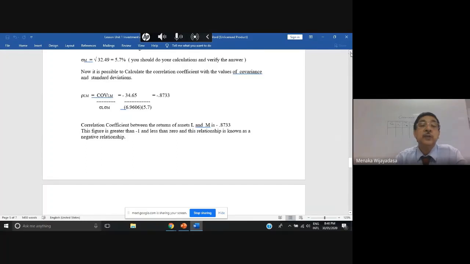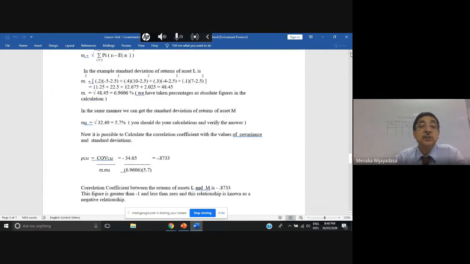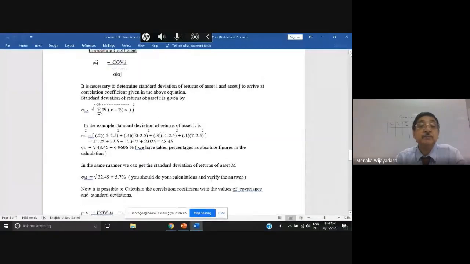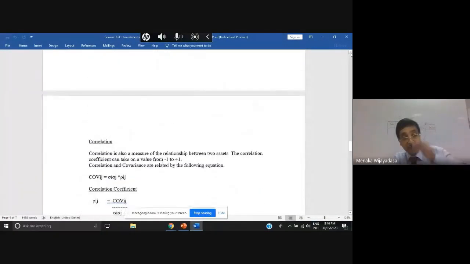Now we discussed very important concepts with regard to asset returns, starting with the one period rate of return. Then we discussed expected rate of return. Then we discussed the variance and the standard deviation of returns.